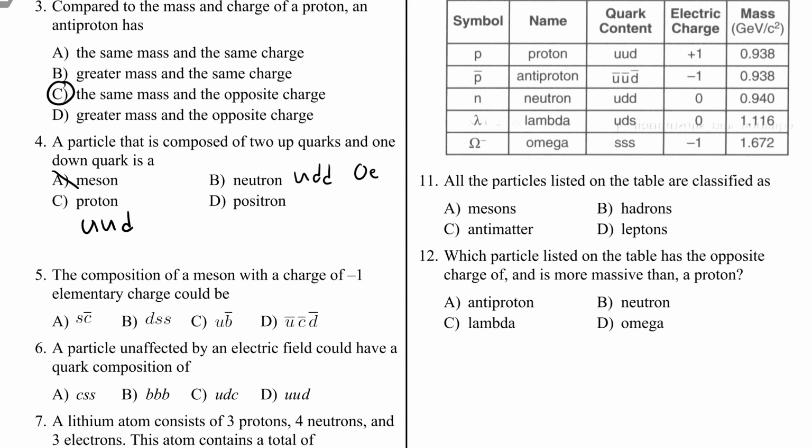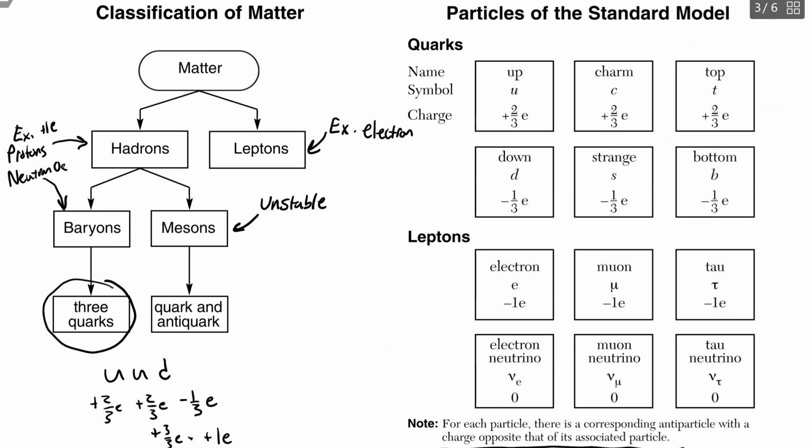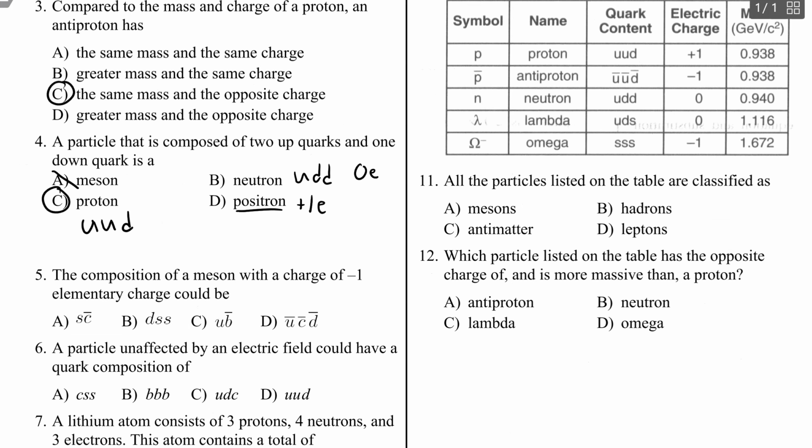And then a positron is like an anti-electron. So that is positive 1e as well. But a positron is actually a type of lepton. A positron is the anti-electron. It's another word for an anti-electron. So if you wanted to make a symbol for it, I guess you could call a positron like that. It's a type of lepton, which are not made of quarks. So it wouldn't be an up, up, and down, even though it does have the same charge as a proton, which we calculated just now. So the correct answer is choice C.